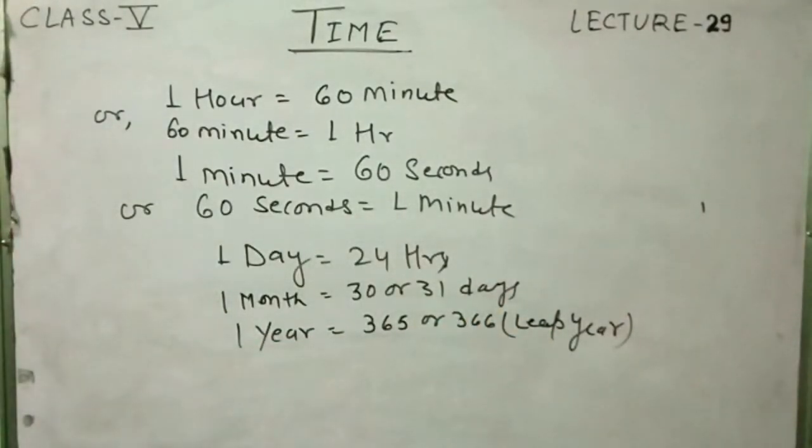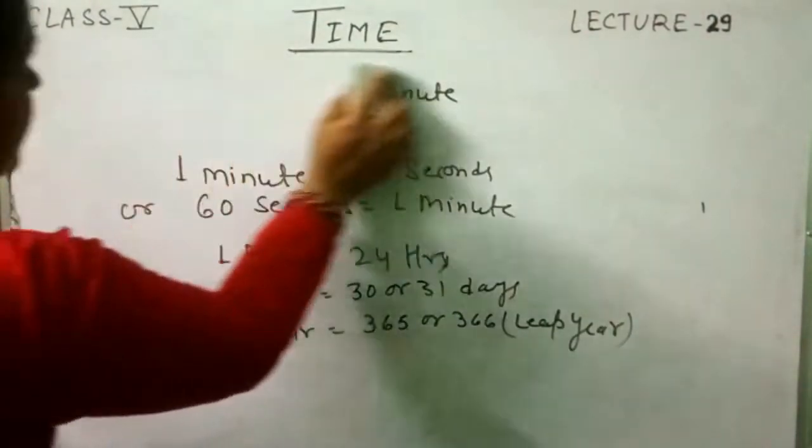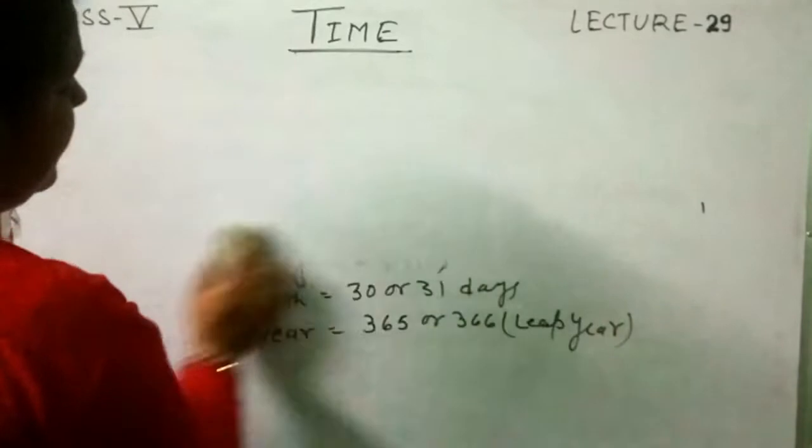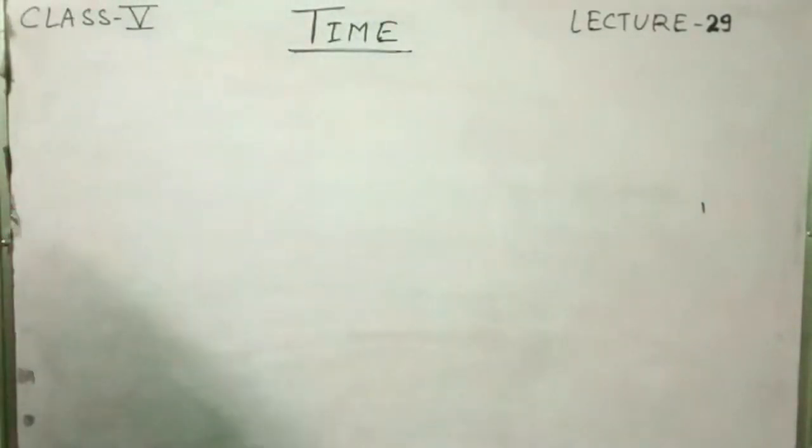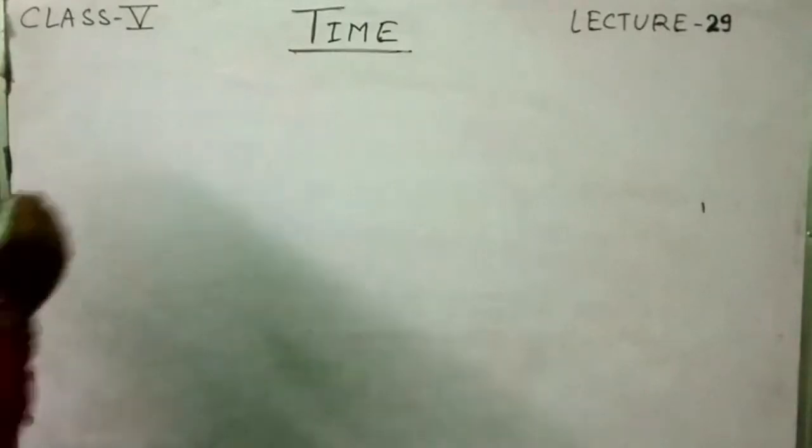Okay. Now students, in this chapter on time, we will learn how to change a higher unit to a lower unit. That means how to convert minutes to seconds, and hours to minutes. One question I am taking from your book is given here. Change 8 minutes to seconds.